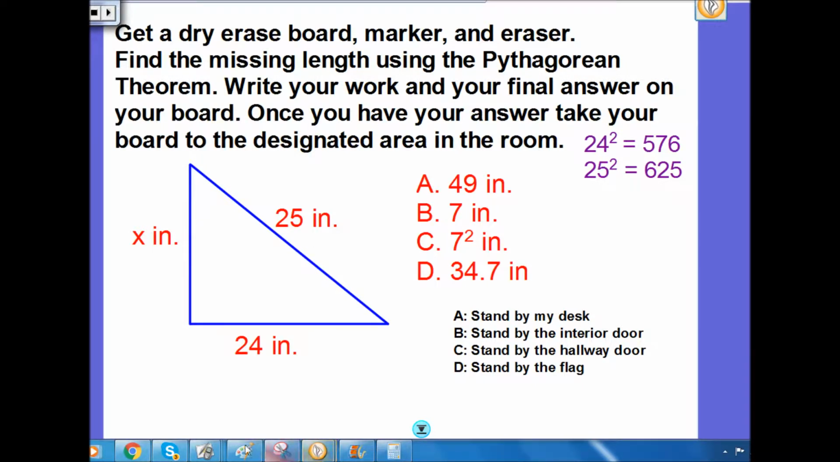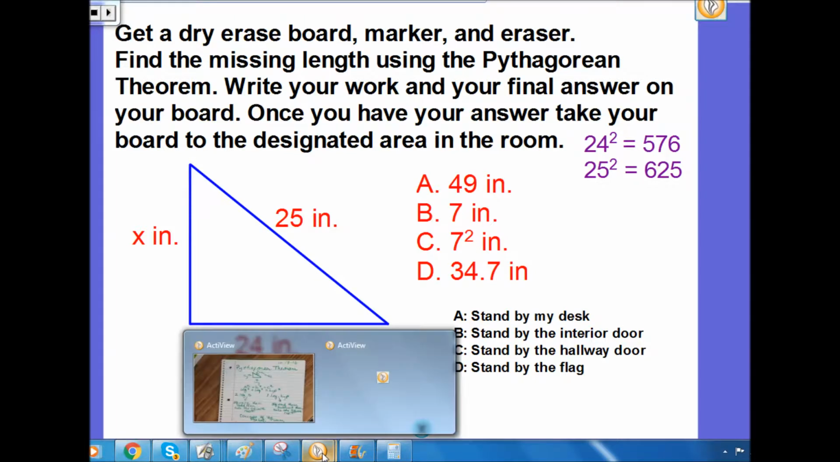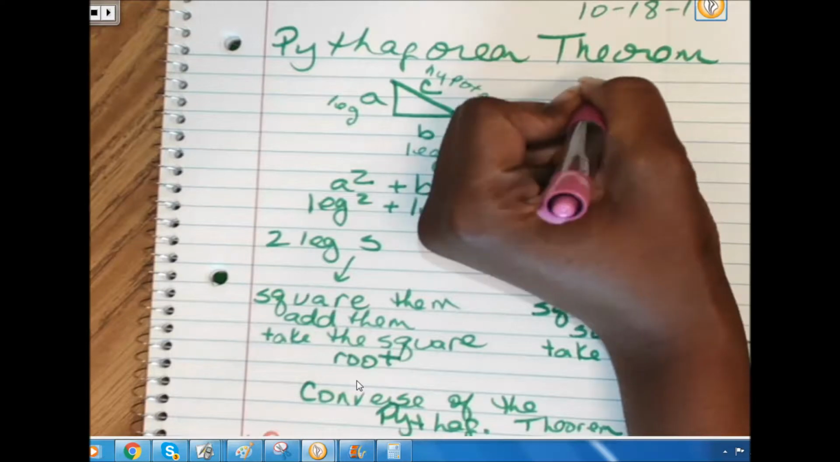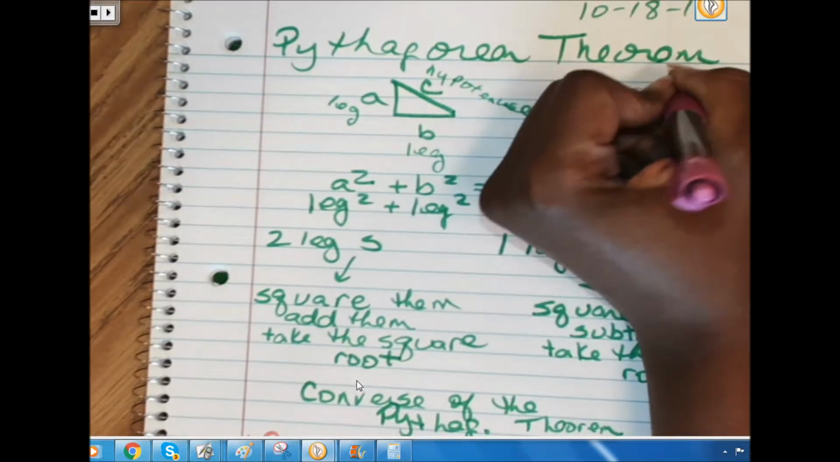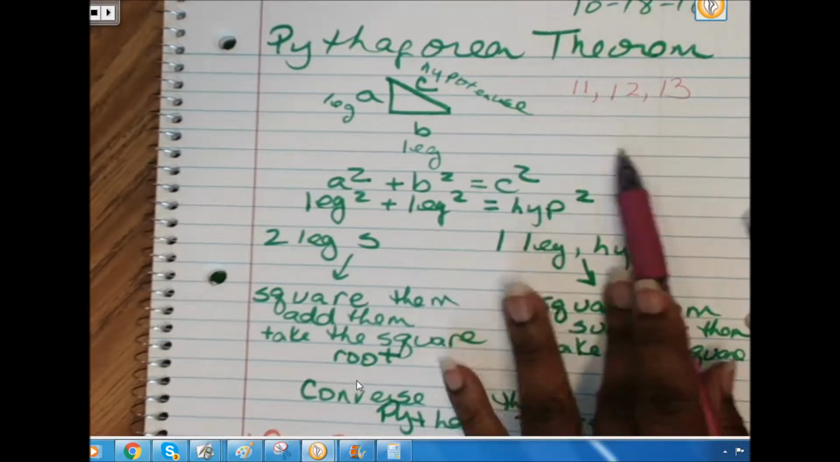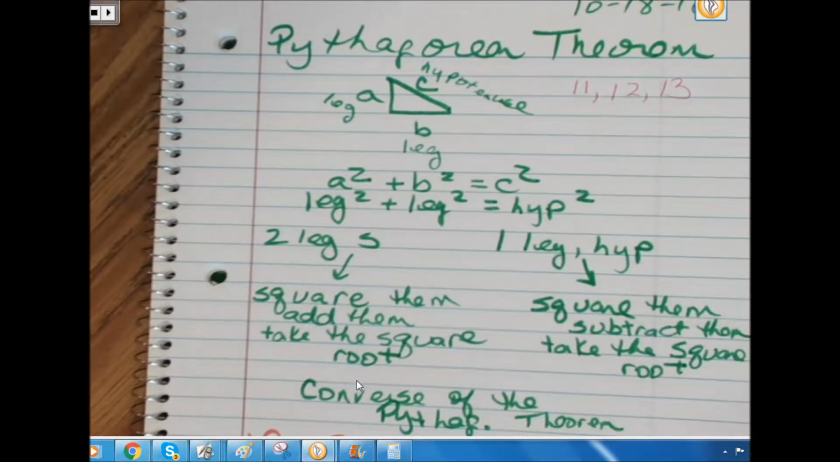We are looking at the converse of the Pythagorean theorem, and the outcome is to be able to use the converse of the Pythagorean theorem to determine if the sides given could represent the sides of a right triangle. In other words, if you are given three sides such as 11, 12, and 13, can you use the converse of the Pythagorean theorem to tell whether they represent the sides of a right triangle? That is the outcome for this lesson.